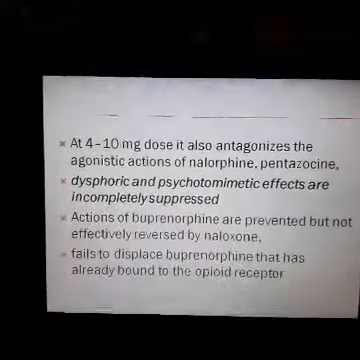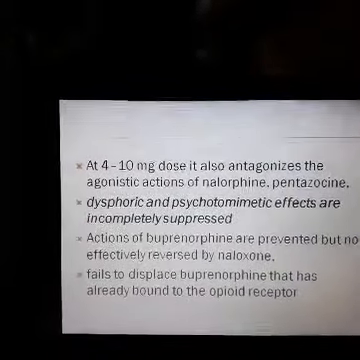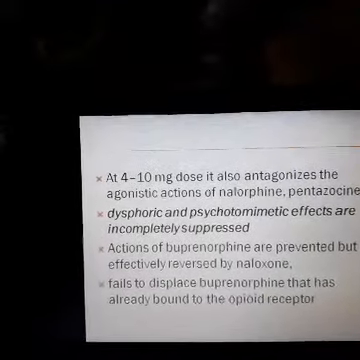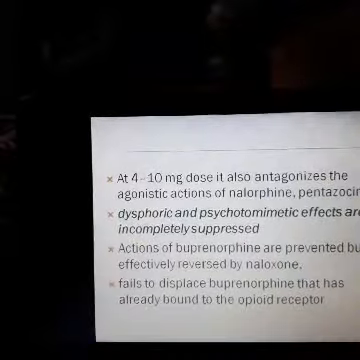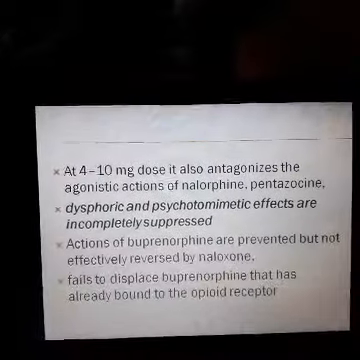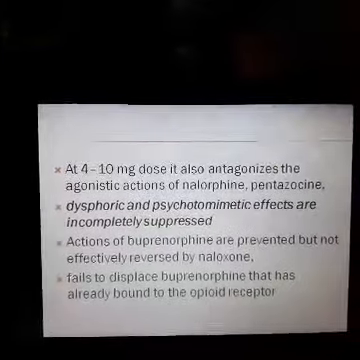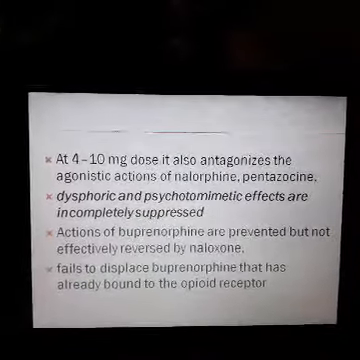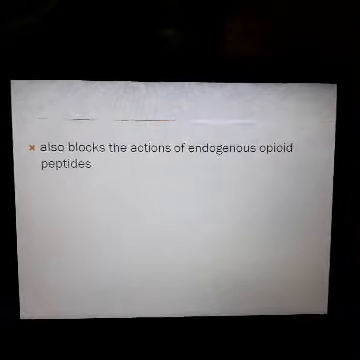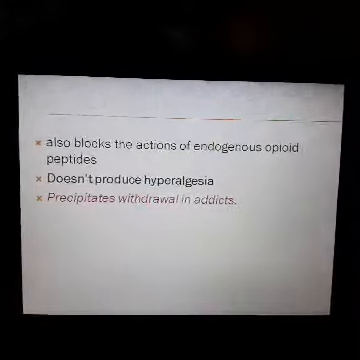Tramadol action also cannot be completely reversed by naloxone, because tramadol has some additional action, prevention of NE and 5-HT reuptake, which is responsible for its analgesic effect. But that NE and 5-HT reuptake is independent of mu receptor action. That's why naloxone cannot reverse the toxicity of tramadol, tapentadol, etc. It also fails to displace buprenorphine that has already bound to the opioid receptors. It also blocks the actions of the endogenous opioid peptides, doesn't produce hyperalgesia, and it precipitates withdrawal in addicts.